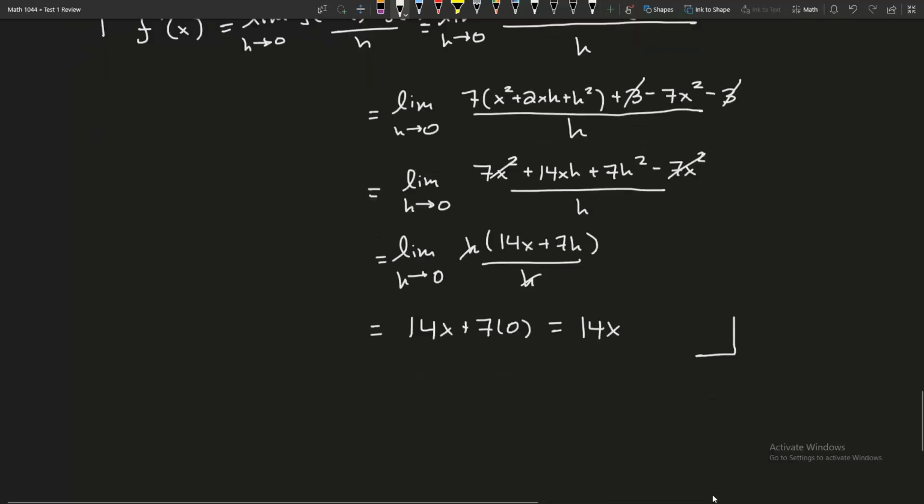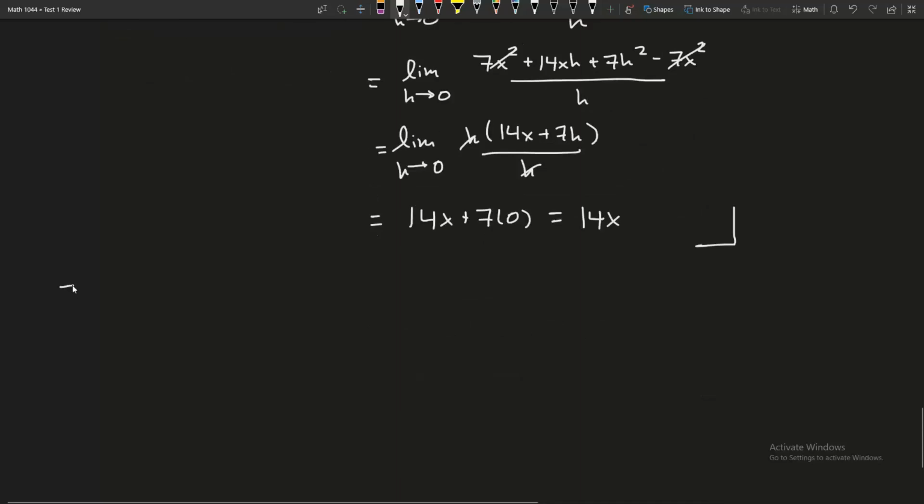So let's say number 9, just find the derivative. So you don't have to use the definition, you can just use the shortcut rules. So let's say we have f of x is 12x to the 4th minus 6x plus pi.